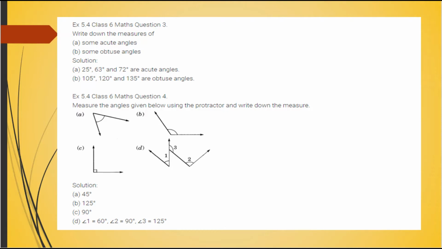They are obtuse angles. In question number 4, the angles are given and using the protractor you can measure the angles and write down the measures. A part is 45 degrees, similarly 125 degrees. You can go ahead and measure it.